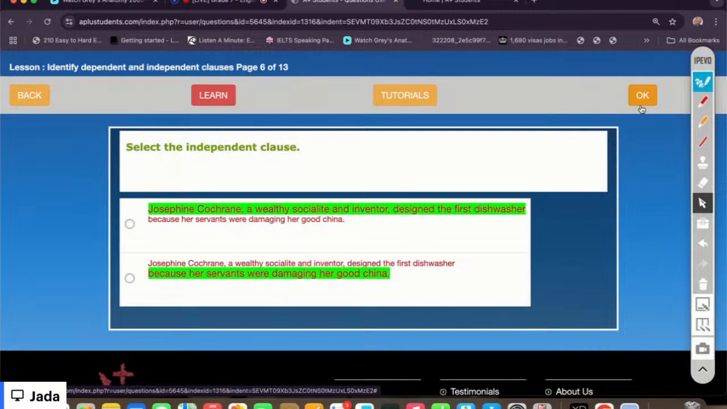Josephine Cochrane, a wealthy socialite and inventor, designed the first dishwasher because her servants were demanding her good china. So independent clause. Where's the starting?